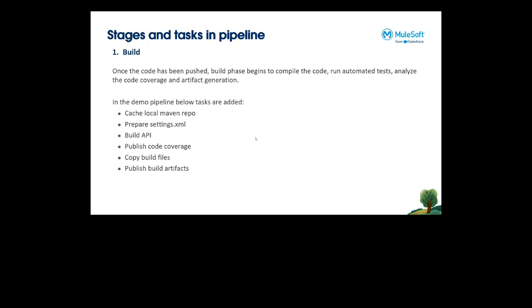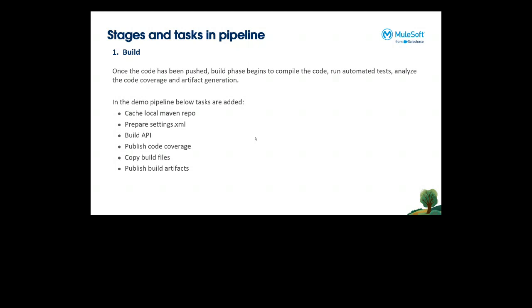Then we have the build API. This will run the Maven clean install. Then we have the publish code coverage. As part of the build, when we run the MUnit, we will have the summary.html, or it could be in another format also. We are going to take that file and store it in our pipeline artifacts, so that if anyone wants to see the coverage, they can see that.